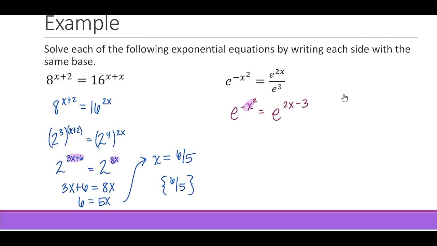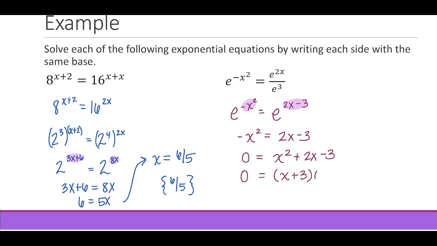And now they have the same base, so I can set the exponents equal. So I get negative x squared equals 2x minus 3. It's a quadratic equation. I prefer to have a positive x squared, so I'm going to add the x squared to the right-hand side. X squared plus 2x minus 3. And this one's an easy one to factor. We get x plus 3, x minus 1. So my two solutions are negative 3 and positive 1. And again, because we're talking exponentials, there is no domain restriction, so both are solutions.